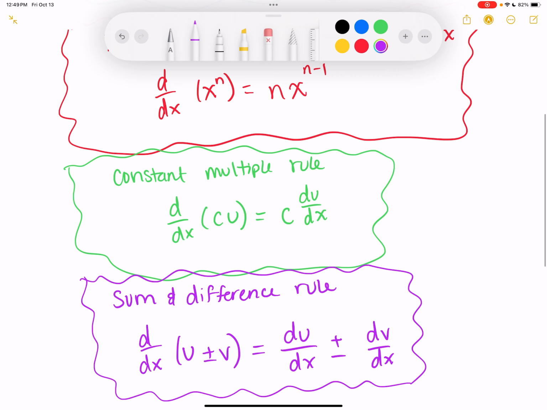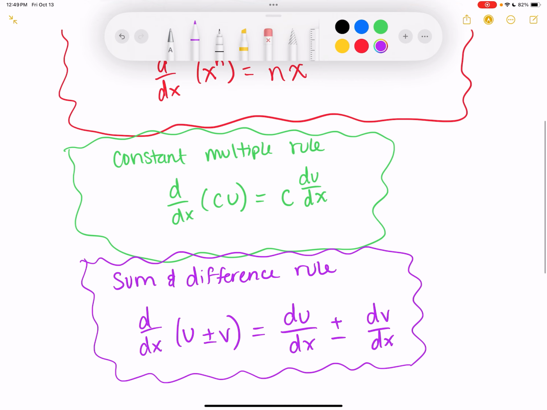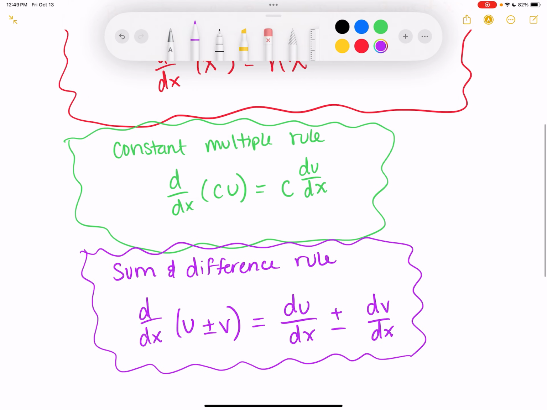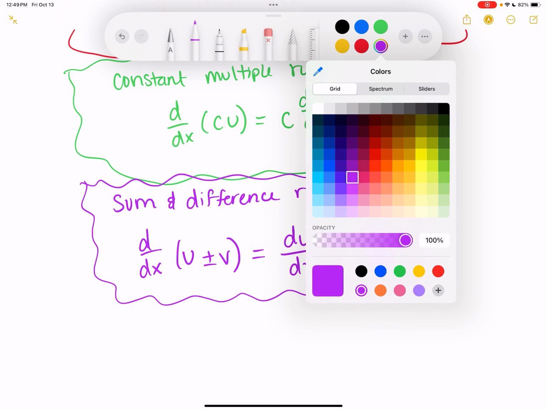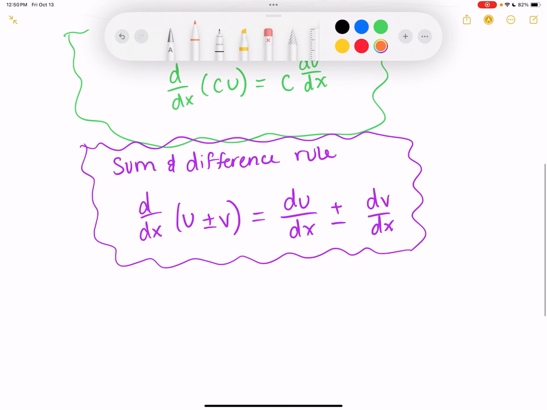So far, these rules should more or less logically make sense. The next rules, you might have to think about a little bit. Quotient, product rule. All right, so the product rule.